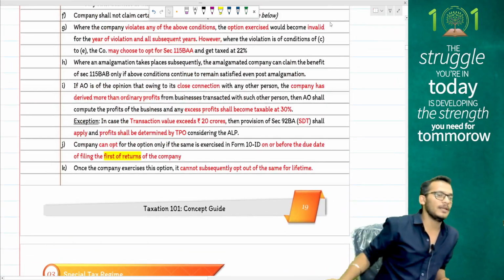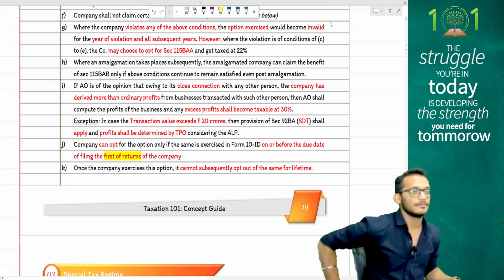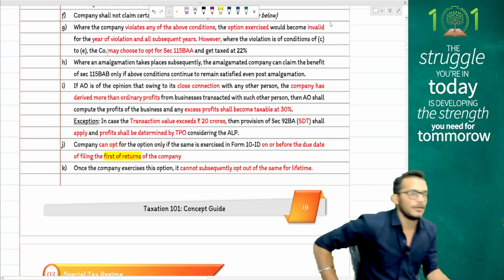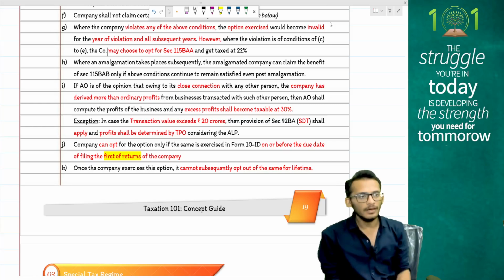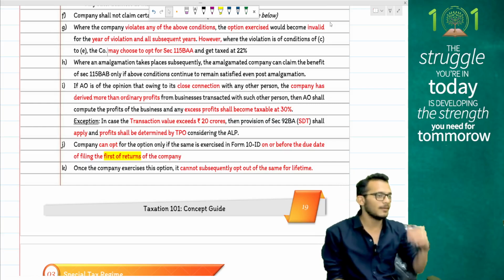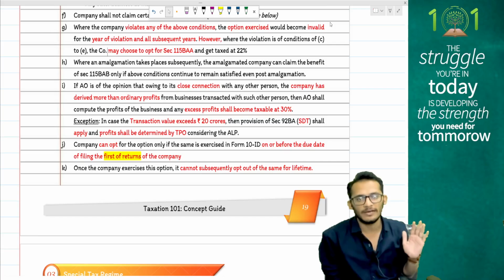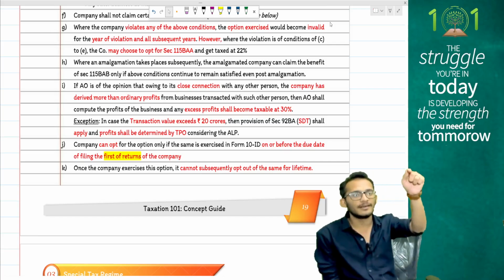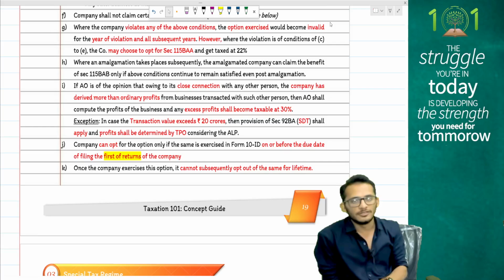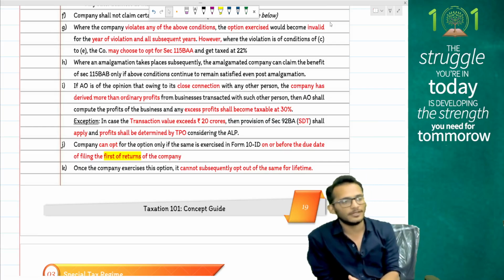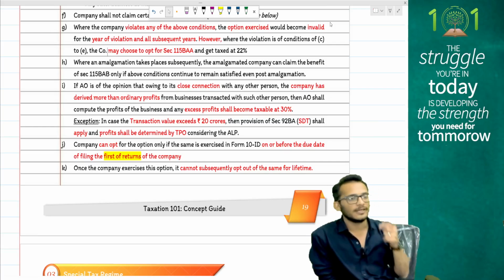When you choose 115BAB, people, you will have to ensure that the return is filed within the due date in the first year itself. If you are choosing 115BAA, you can file the return whenever you want, but when you file the return for that year alone, you will be eligible. After that, you can claim for the next years. If you delay in filing your returns, you will lose the eligibility for that year.